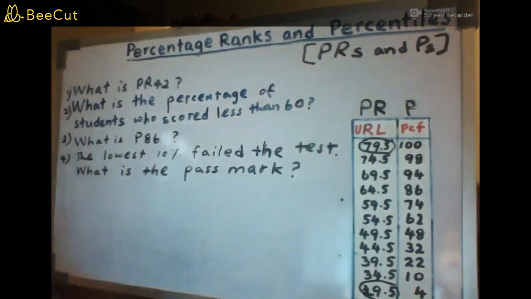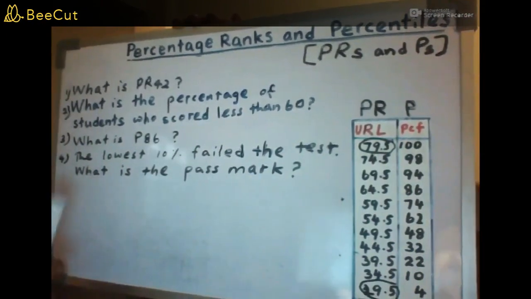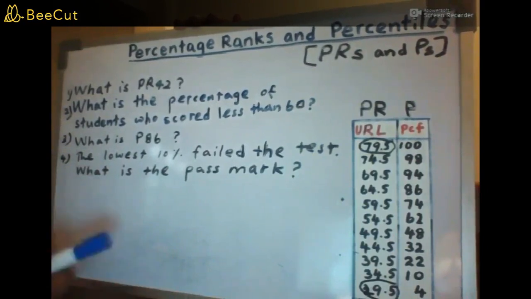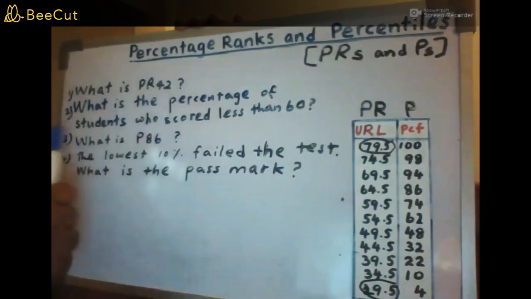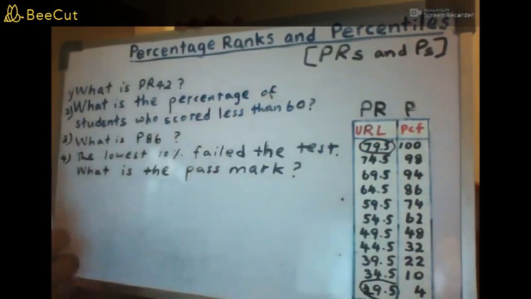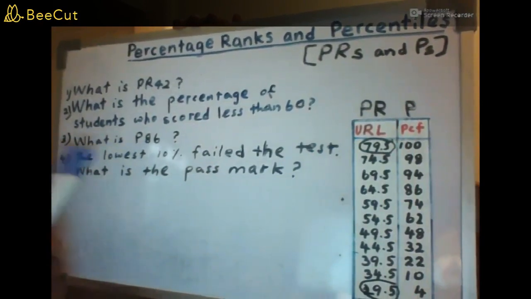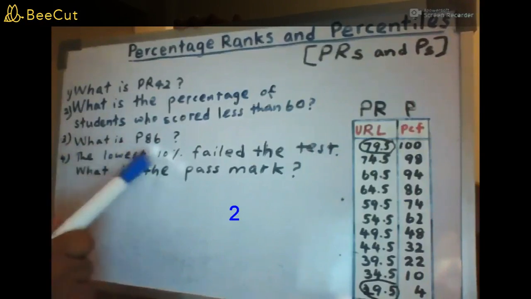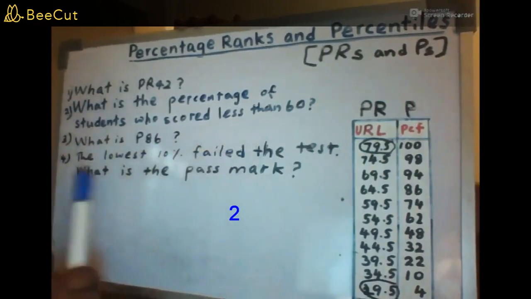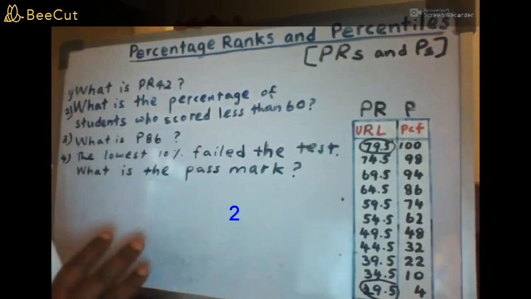Now we'll go to the questions. Usually you will get questions like this at the exam. They will ask, what is PR 42? Or, what is the percentage of students who scored less than 60? What is P86? Or they'll give you the percentage: the lowest 10% failed the test. What is the pass mark? So you can identify there's a pattern.